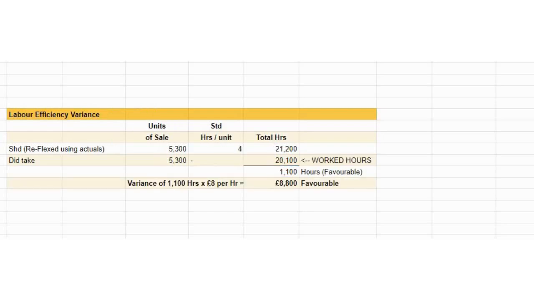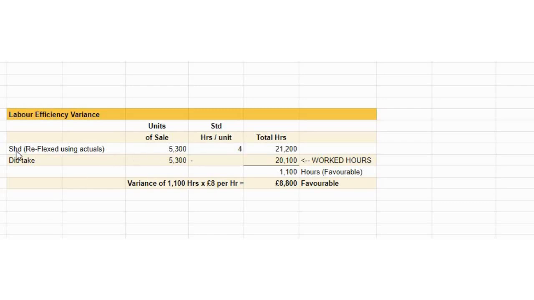And the next variance to look at is the labour efficiency variance. As with the usage variances, the first column, the way I remember it, is the units of sale. That is completed goods ready to be sold, manufactured goods during the period. And each of these completed manufactured units, according to the standard cost card, should take 4 hours per unit. It's a standard, because we are talking about labour, the unit of purchase is going to be hours, and the standard cost card says that each completed unit needs 4 hours to be completed.